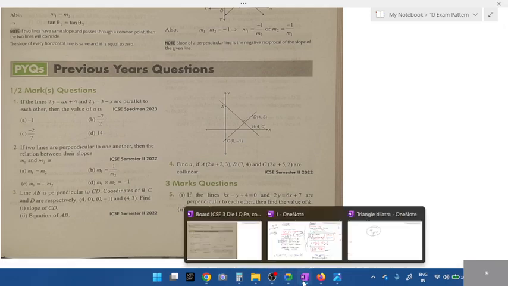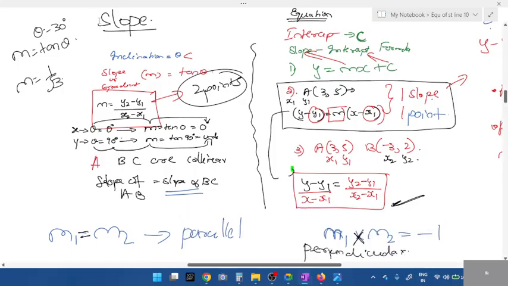Go through this formula. For slope equation, for intercept form, whenever one equation is given, we use the intercept formula. y is equal to mx plus c. Whichever comes with x, that is the m value, students. Then 1 point and 1 slope: if 1 point and 1 slope is given, how to solve? If 2 points are given, what is the equation?